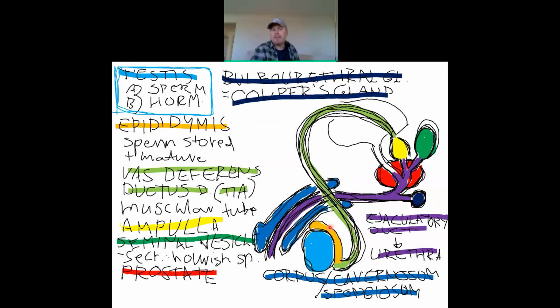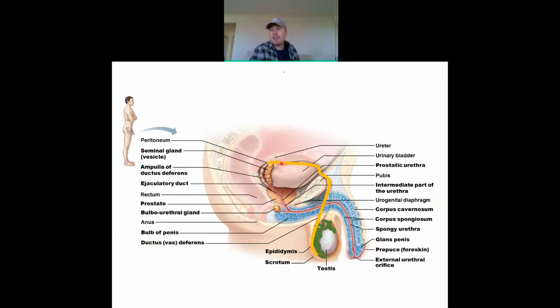Epididymis on top of it. Then we have our vas deferens or ductus deferentia or ductus deferens. Traveling all the way to the end until it reaches the ampulla, which was an expansion of the vas deferens. At this point, we have our ejaculatory duct, which then changes into our urethra after that. We also received secretions from our seminal vesicle here.